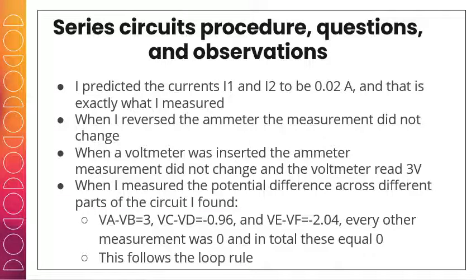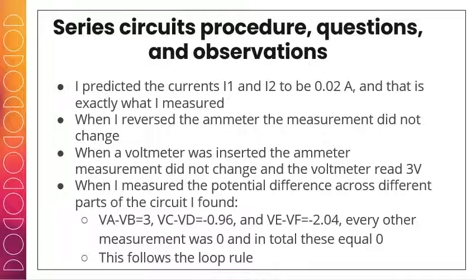So here are the procedure, questions, and observations from the series circuit sections. I predicted that the I1 and the I2 currents would be 0.02 A, and that is exactly what I measured. When I reversed the ammeter, the measurement did not change, and when a voltmeter was inserted, the ammeter measurement did not change, and the voltmeter read 3 volts.